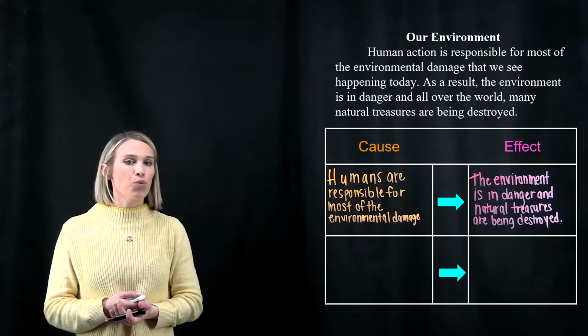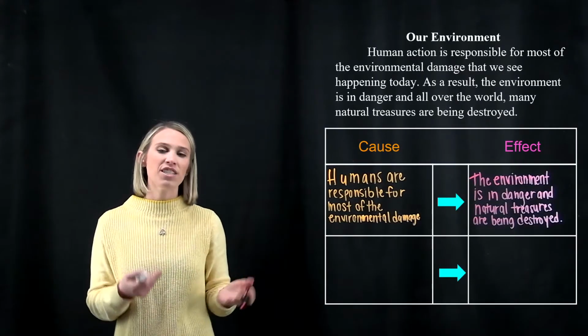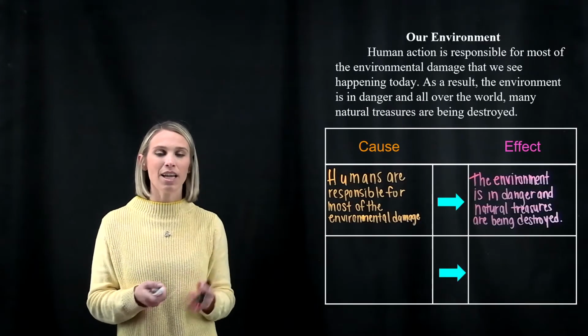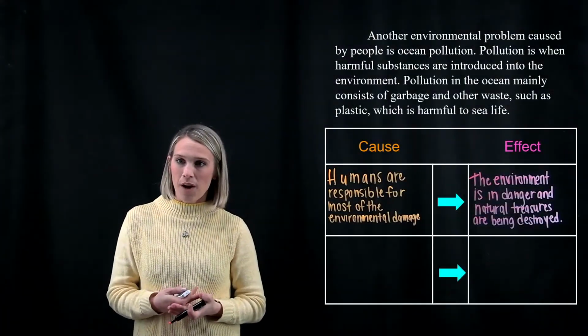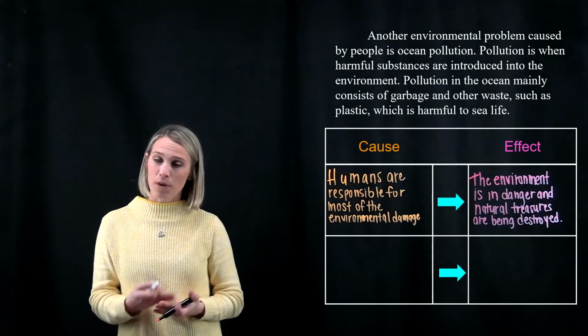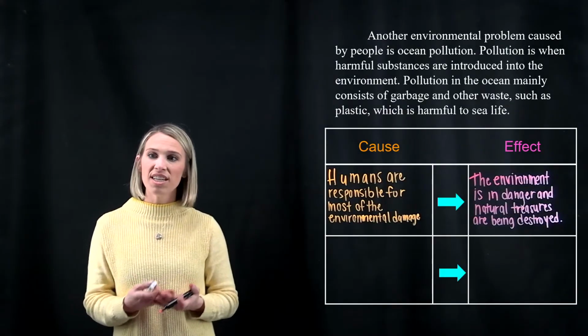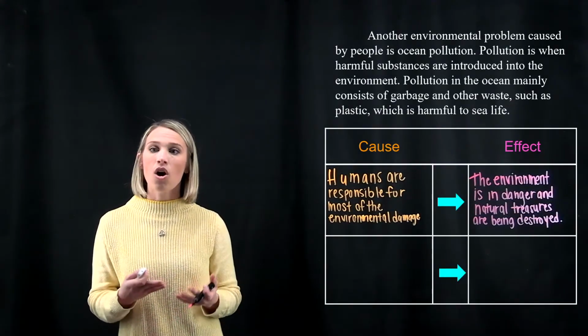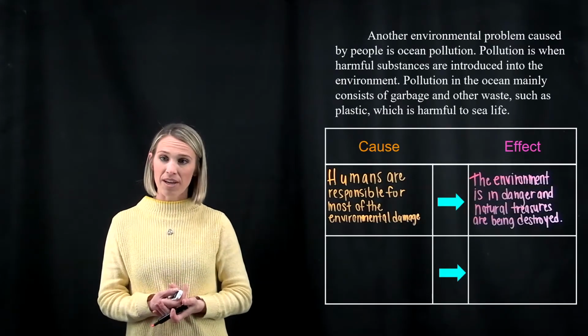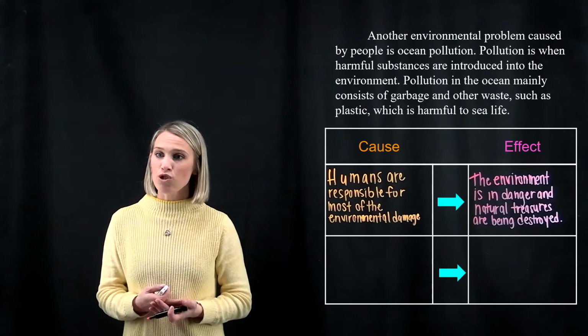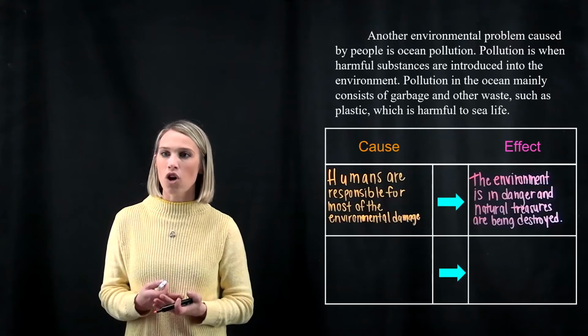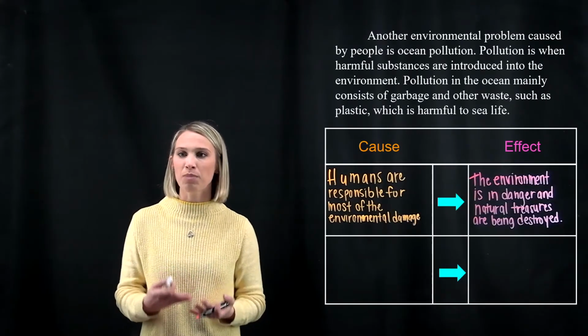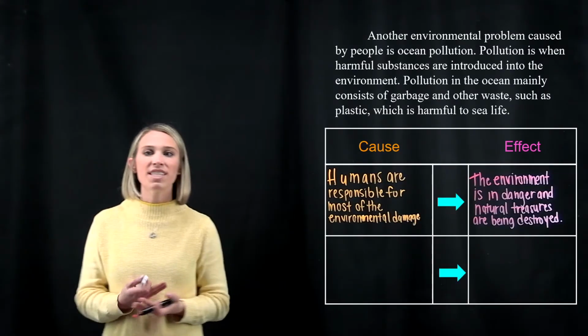Now I'm going to continue reading the passage and determine if there is a cause and effect relationship in the second paragraph. Another environmental problem caused by people is ocean pollution. Pollution is when harmful substances are introduced into the environment. Pollution in the ocean mainly consists of garbage and other waste, such as plastic, which is harmful to sea life.